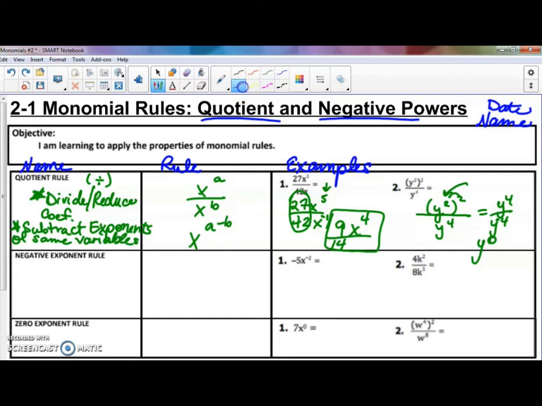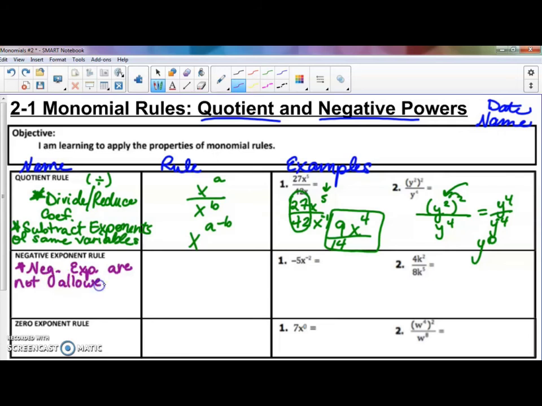Our next rule we're going to look at is the negative exponent rule. Negative exponents are not allowed.